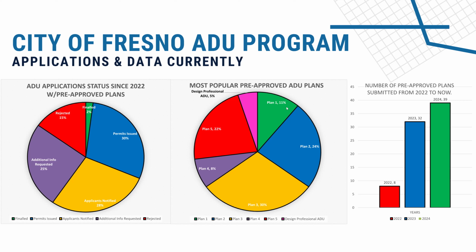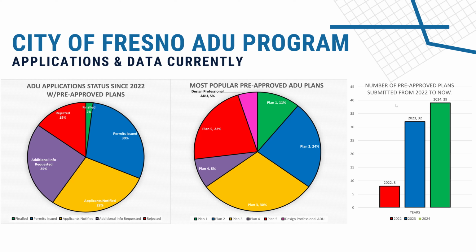The most popular pre-approved plans that we have: ADU Plan 1 is 11% of the applications. Plan 2 is 24%. Plan 3 is our most popular one. 30% of all the applications have been Plan 3. Plan 4 is 8%. And Plan 5 has been 22% out of all the applications. And then the other 5% is where the developer has done their own plan for their tract that they have had approved.